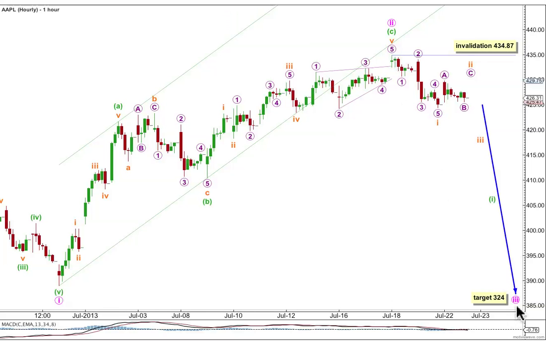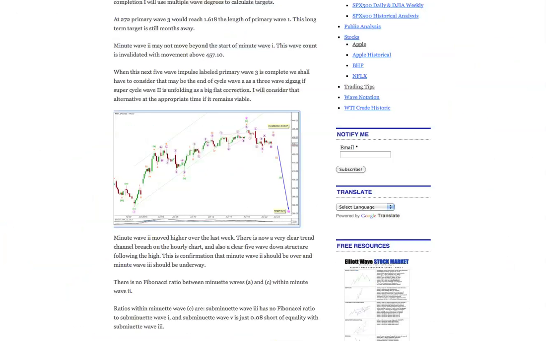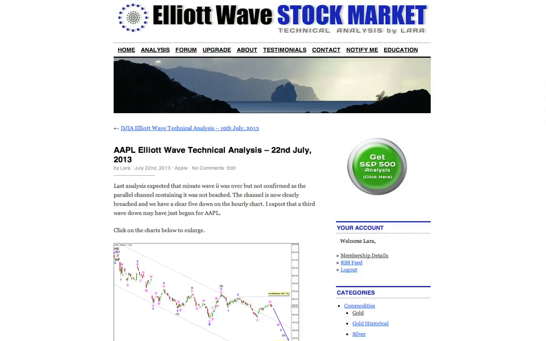As we get towards the middle of this third wave at minute degree, I will be expecting quite a strong increase in downwards momentum from Apple.